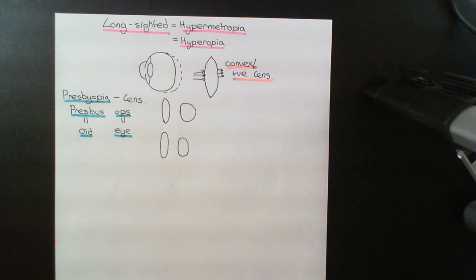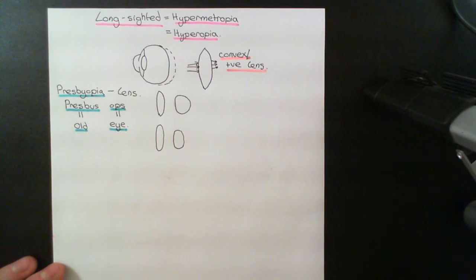So those are the 3 refractive errors that I want to discuss. Those are the simple ones: short-sightedness, long-sightedness, and presbyopia. We will end this video here, and in the next video what we will discuss is the structure of the retina.